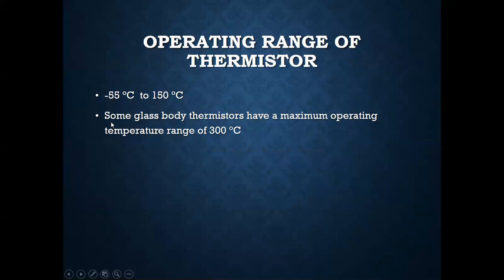Some special types of thermistors are available up to the range of 300 degrees centigrade, by using glass body thermistors having a maximum operating temperature of 300 degrees centigrade.